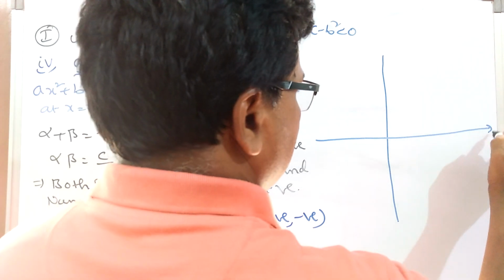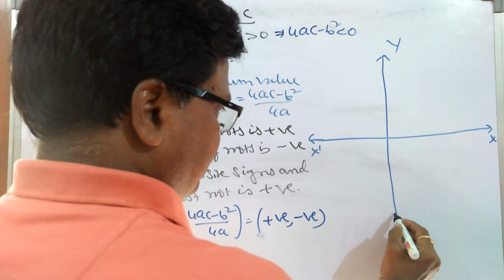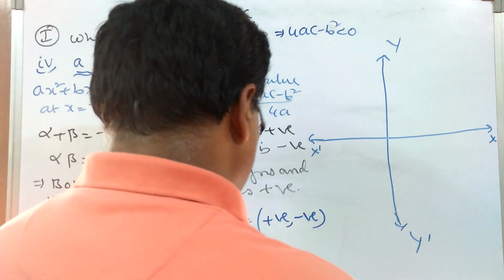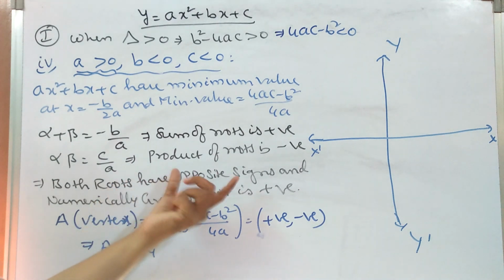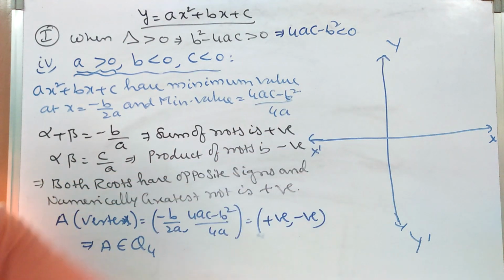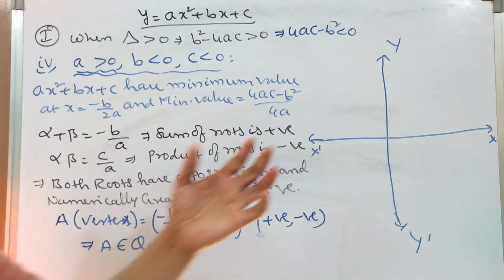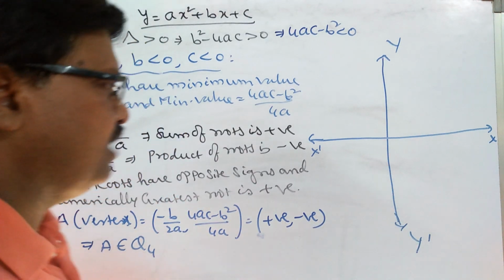How the graph of y is equal to ax square plus bx plus c in this case? Let us see. This is x-axis and this is y-axis. And here also the graph is upward parabola, and it is having both roots with opposite signs. Opposite signs means it is having negative root and also positive root. That means the curve intersects both negative x-axis and positive x-axis.